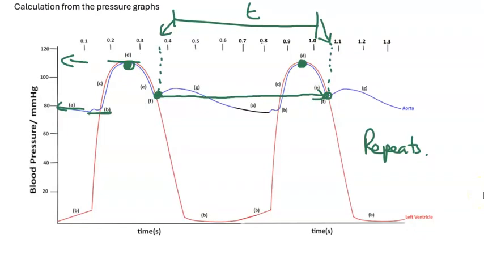Students might like to think about what would this graph look like if instead of the left ventricle and the aorta, the examination question was actually of the right ventricle and the pulmonary artery. How would it appear differently? And that would be worth doing some research on.